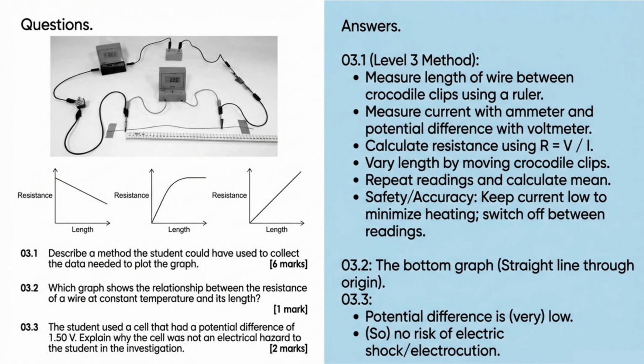The slide shows it's the bottom graph, the straight line passing right through the origin, because resistance is directly proportional to length at a constant temperature. Finally, for this slide, 3.3: why is the 1.50 volt cell not a hazard? Simply because the potential difference is very low, so there is no risk of electric shock or electrocution.